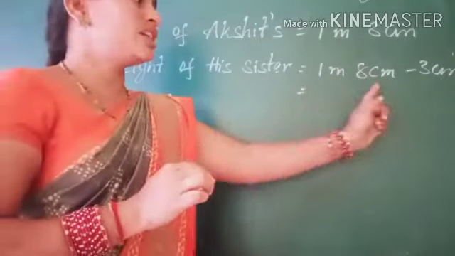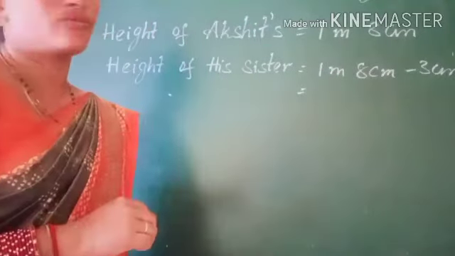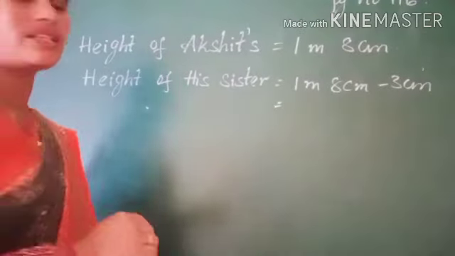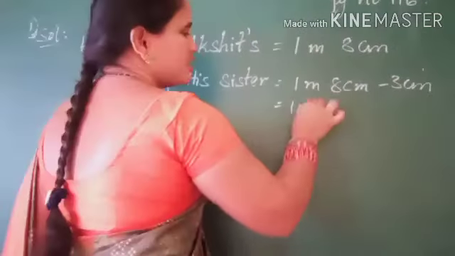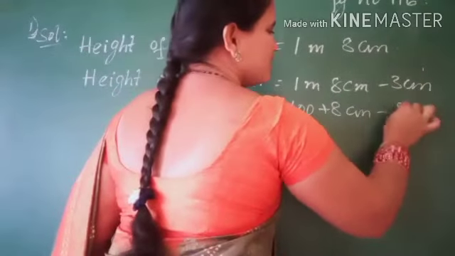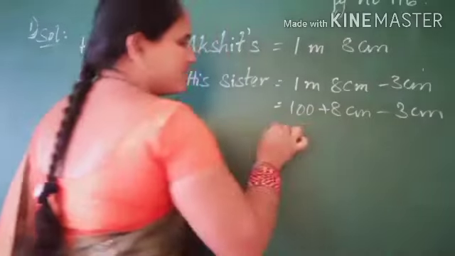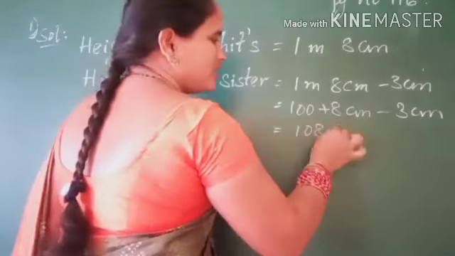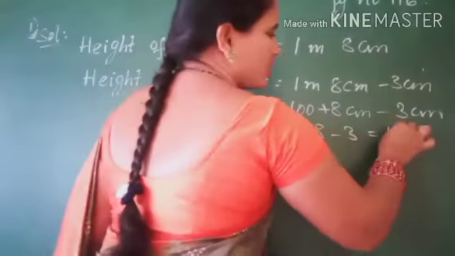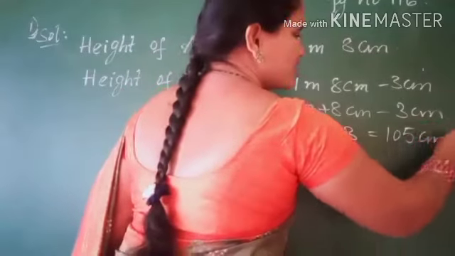First you convert these meters also into centimeters. 1 meter equals how many centimeters? 100 centimeters. So 100 centimeters plus 8 centimeters minus 3 centimeters. 100 plus 8, 108, minus 3. 108 minus 3 is 105 centimeters.